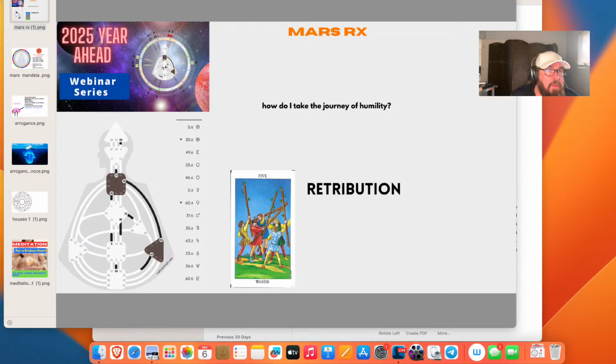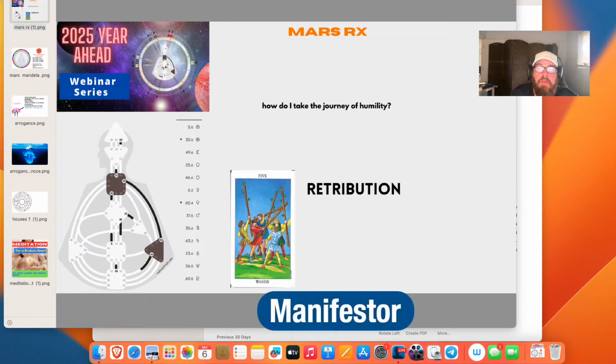And then let's go for the manifestor. So manifestors, we're talking about this Mars retrograde, 31.5. So you want to look at your astrological too, like, oh, I'm a Taurus manifestor, your rising, sun, moon. You want to look at that too. That will give you more information.